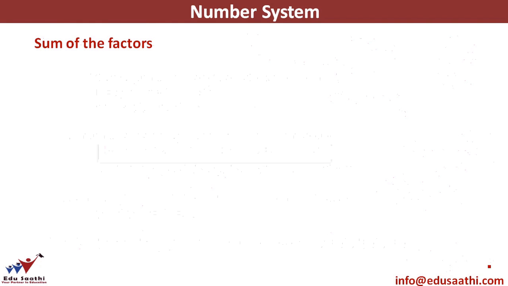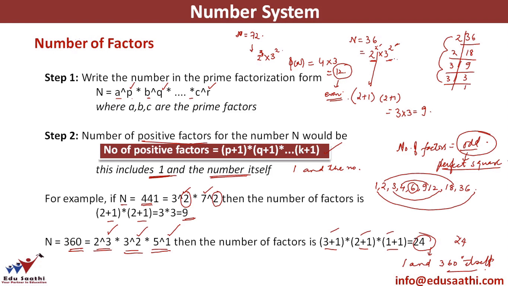Let's move ahead and understand how to calculate the sum of factors. Now we have already calculated the number of factors, so I have to sum all of them up. For example, the factors of 36 were 1, 2, 3, 4 and so on. I'll add up all the factors, and that will be the answer to this question.